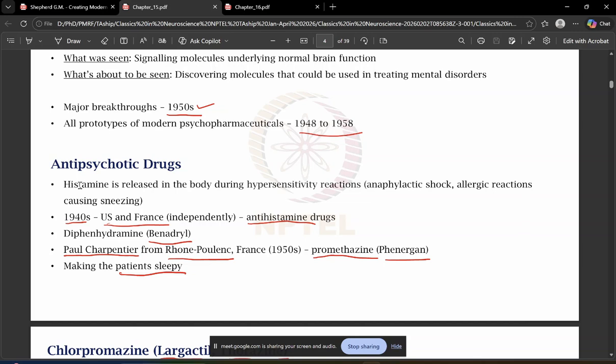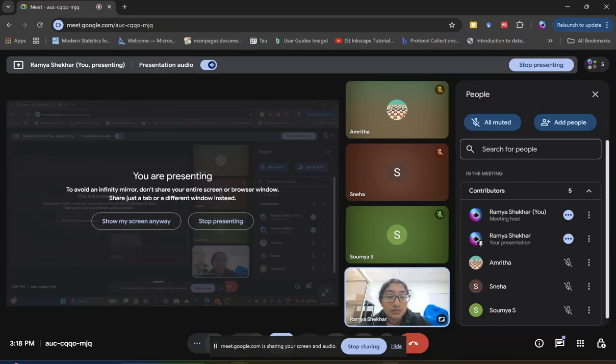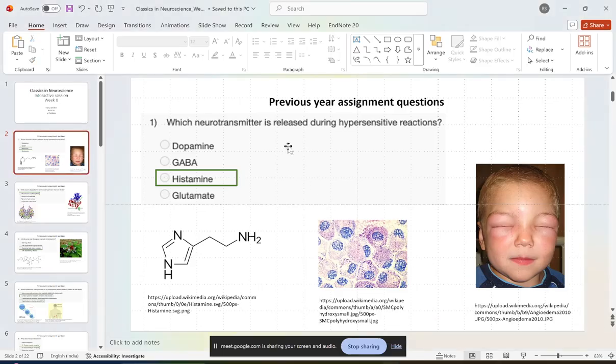So, histamine has also been shown to be released in the brain and acts as a neurotransmitter in the brain. I mean, that has been shown later. So, which neurotransmitter is released during hypersensitivity reactions? It is histamine.